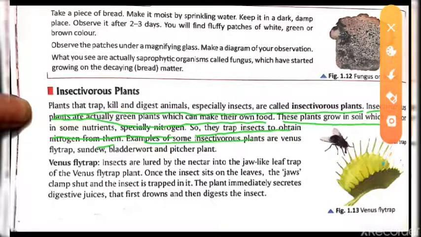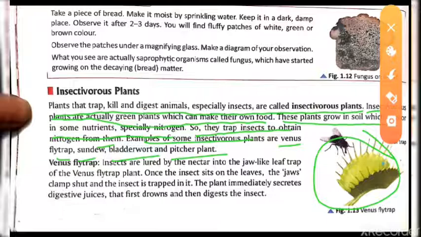We have some examples like Venus flytrap, sundew, bladderwort and pitcher plant. This is the figure of the Venus flytrap. It is like having two palms. If you spread your two palms and something is sitting there, when you close your palms, it is just like that. Venus flytrap works like that. If some insect is sitting on it, the leaves suddenly close and they secrete some enzymes.